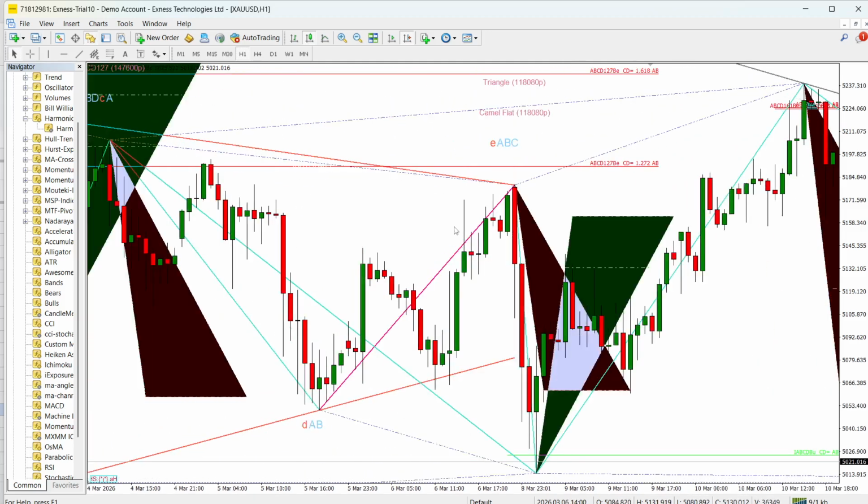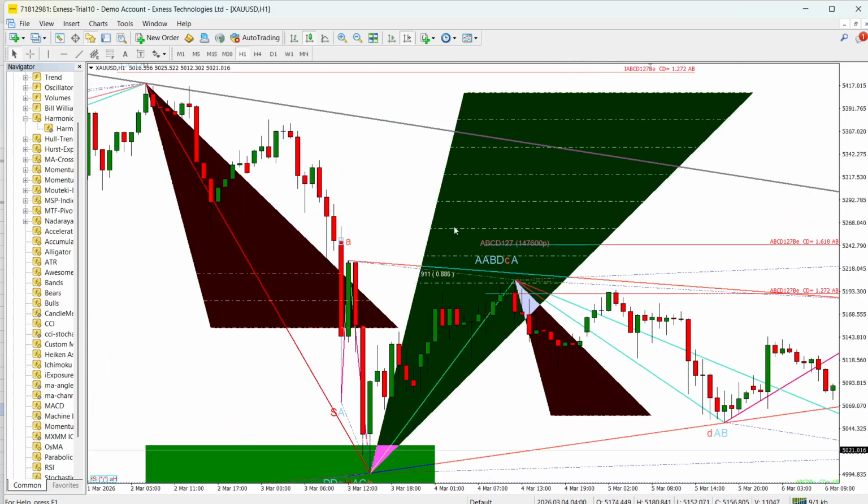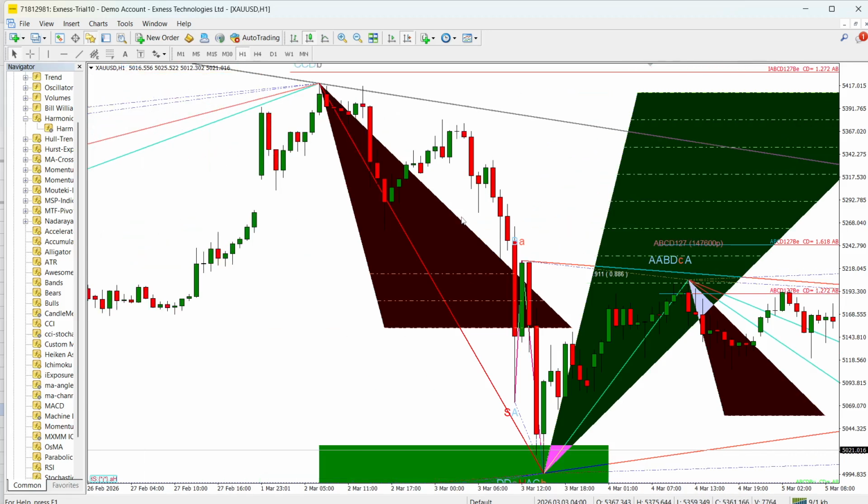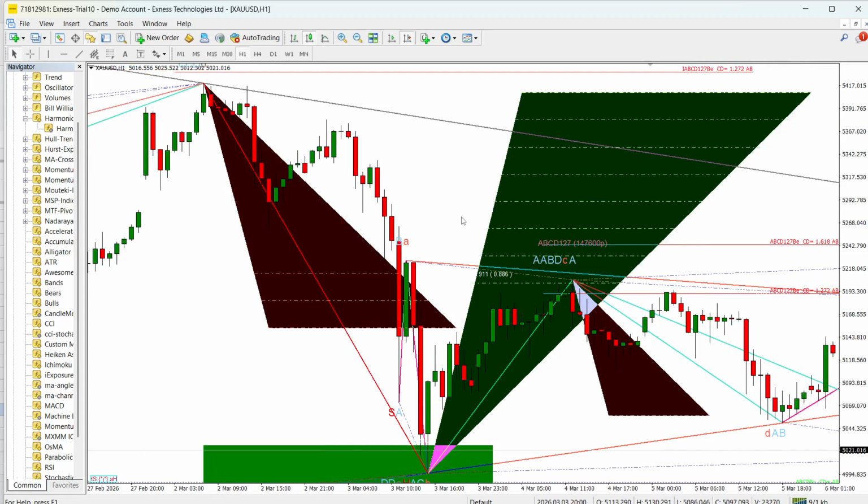Traders use Fibonacci measurement tools to check whether the ratios between the legs match the pattern's requirements. Automated harmonic pattern scanners, like this one, can also identify this pattern with settings for ratio tolerance and minimum pattern size.